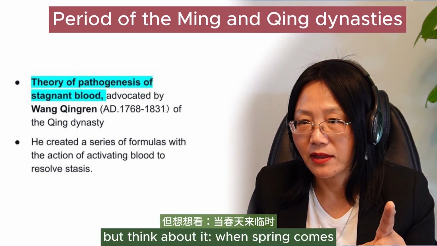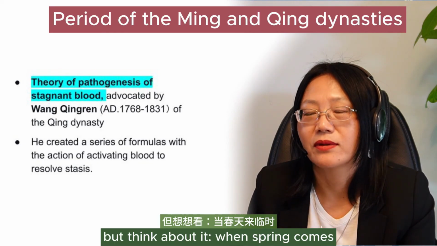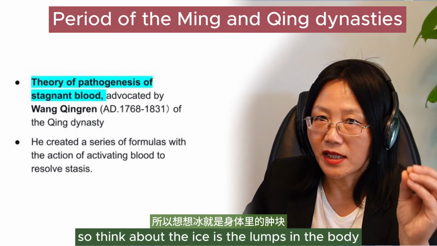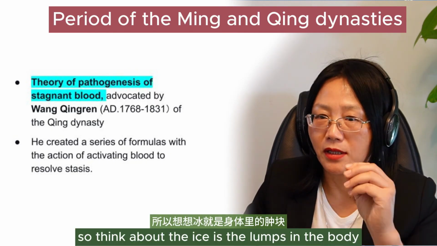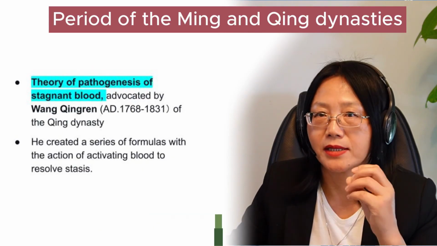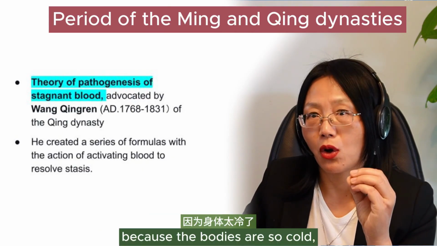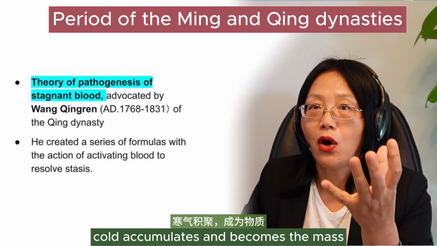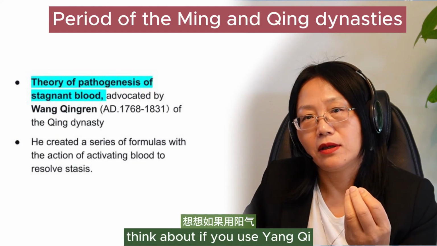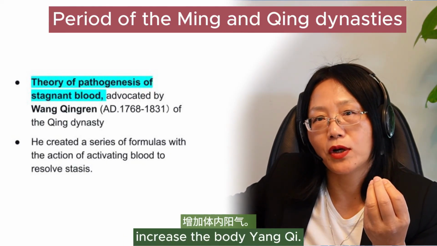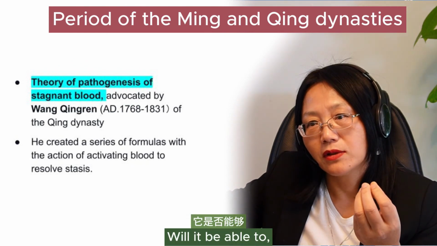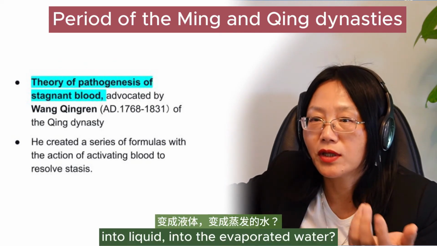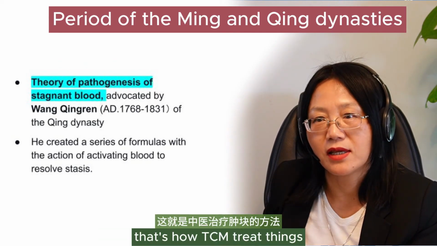But think about that. When the spring comes, you don't need to do anything. When the spring comes, it melts. Think of the ice as the lumps in the body. Let's say it's lumps in the breast, because the body is so cold. Cold contracts, cold accumulates and becomes a mess. If you increase the body's yang qi, will it be able to? The yang qi will melt this, transform the lumps into liquid, into evaporated water. That's how TCM treats things.